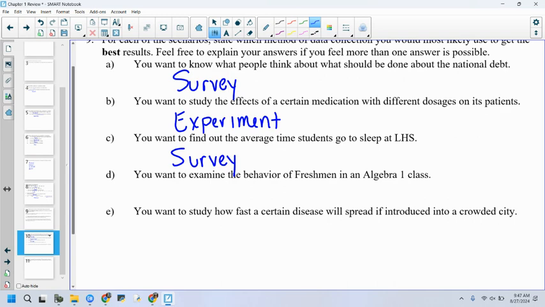You want to examine the behavior of freshmen in an algebra class. Everybody look over there. Examining the behavior of freshmen. Actually, that's probably 8th graders. That's probably honors algebra 1 sometimes, because they're already solving equations. Yeah. Observation. When you don't get found, it's good.